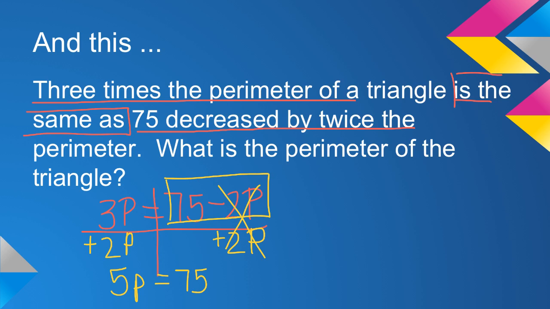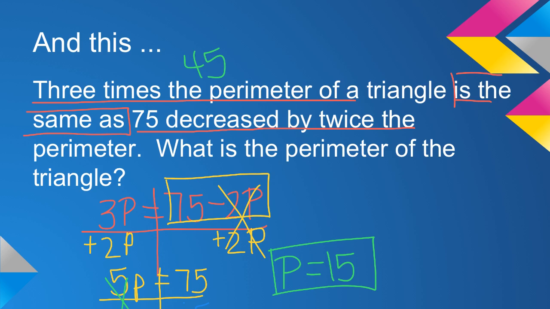All right, so to solve this one, let me change colors. I would divide both sides by 5, and that leaves the perimeter is 15 of whatever our unit happens to be. So let's check that. 3 times the perimeter, well, that would be 45, is the same as 75 minus twice, which is also 45. We have the right answer.